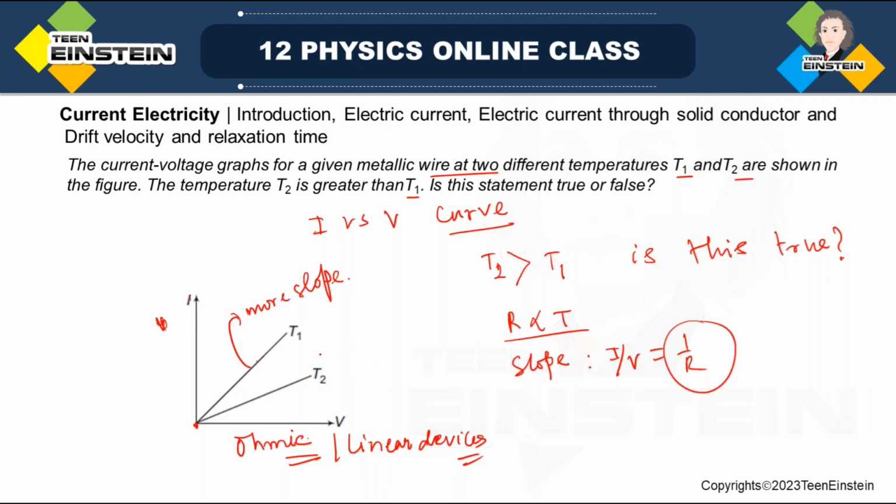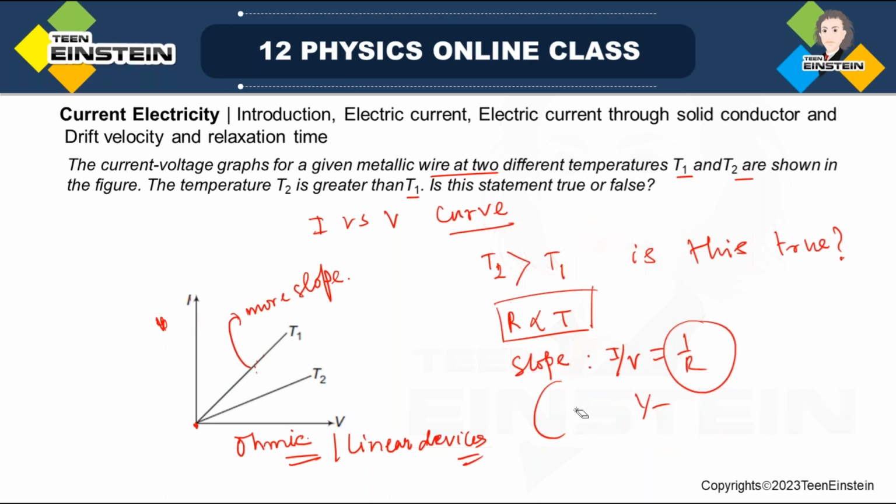We know R versus temperature: R is directly proportional to the temperature. Then 1 over R will be directly proportional to 1 over T. So this has more slope, that means the current through it is more. If this is more, then 1 over T also will be more.